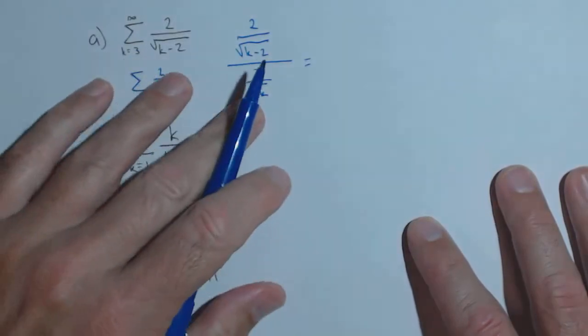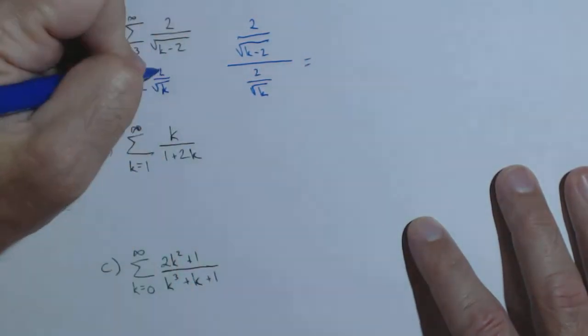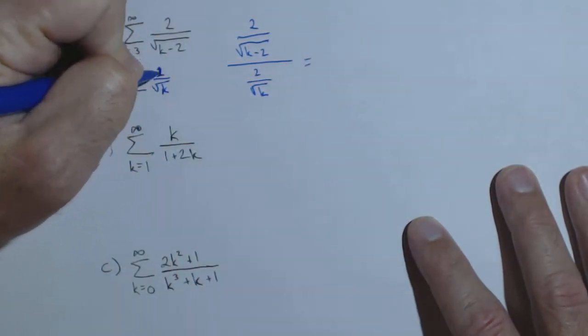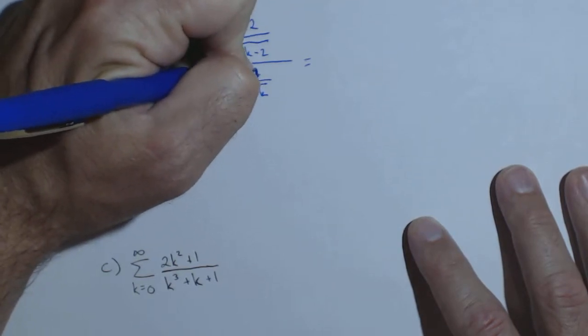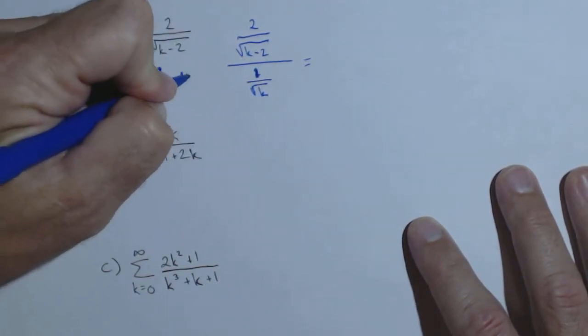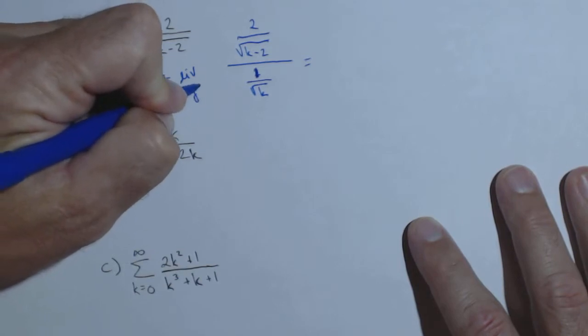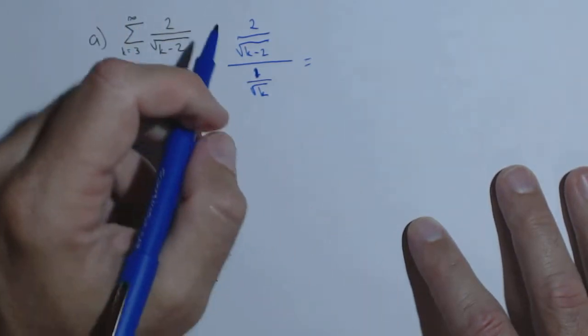And you don't really even need the 2 in there. You could have done 1 over square root of k. So let's go ahead and change it to that, because we know 1 over square root of k is divergent by p-series. Okay, just a little note there for myself.